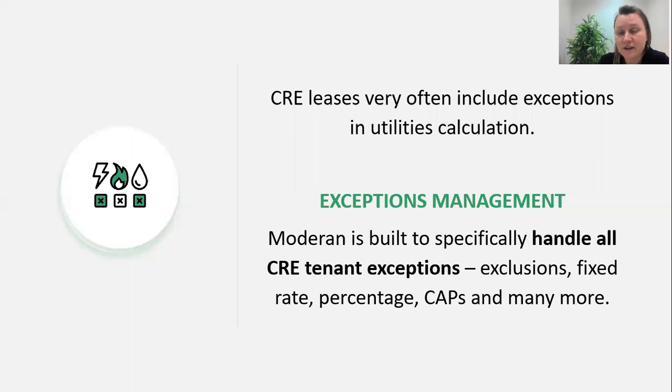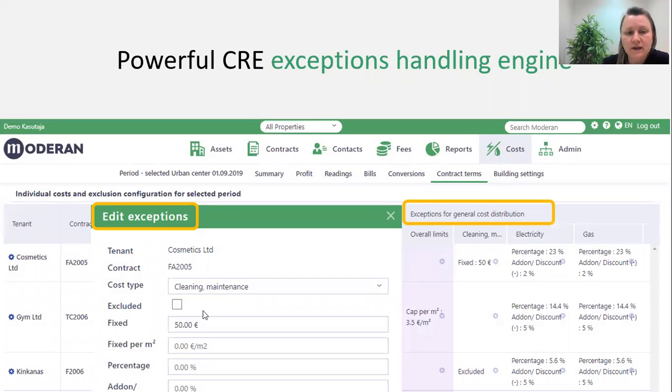Because the exceptions very often tend to come out for the utilities, and you need to be able to handle them. So this is why we have built in Moderan a powerful engine for managing all the exceptions. So this includes, for example, exclusions. You leave certain tenants out of some calculations. You have a fixed rate for some tenants. You have percentages. You have caps that cannot be exceeded, and many more. So our engine covers all the different types of exceptions that you can think of.